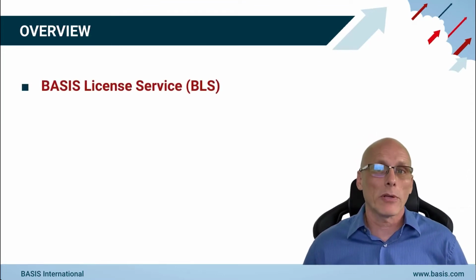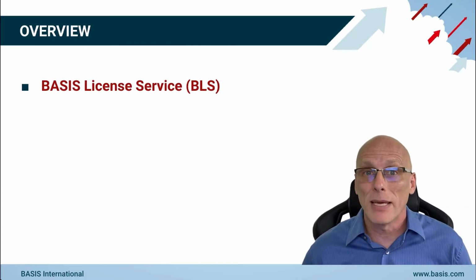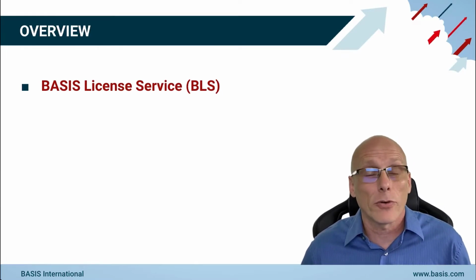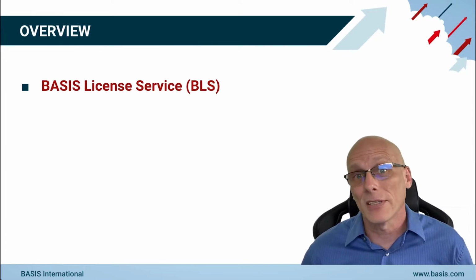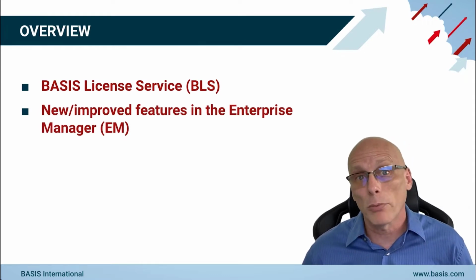So let's take a look at what we're going to be covering. First off, we're going to be talking about the Basis License Service, or BLS. This is an exciting new feature that Basis has been developing for several months now, and I think you're going to be really thrilled to see this improvement when it comes to licensing. You're going to be looking at some new and improved features in the Enterprise Manager.